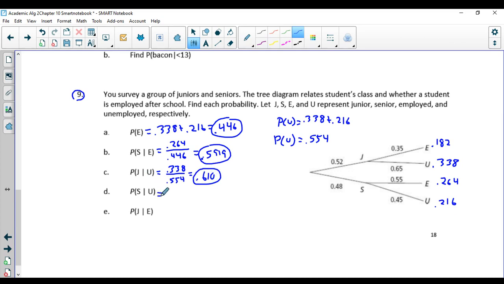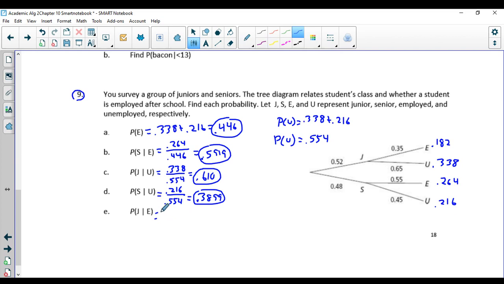Probability of senior given unemployed. So then, again, we're looking at unemployed, 0.554. Senior unemployed is 0.216. And that would be 0.3899 or 39%. So 39% of the unemployed students are going to be seniors. And if we notice, if I add 39 and 61, I get 100, which should make up the 100 because 100% of these unemployed are either juniors or seniors.